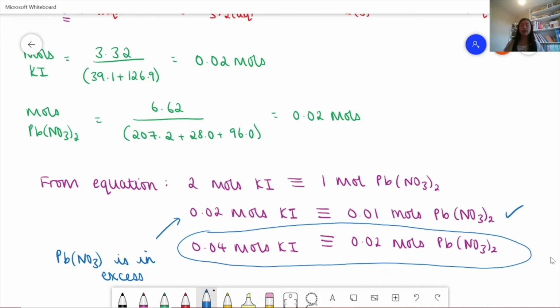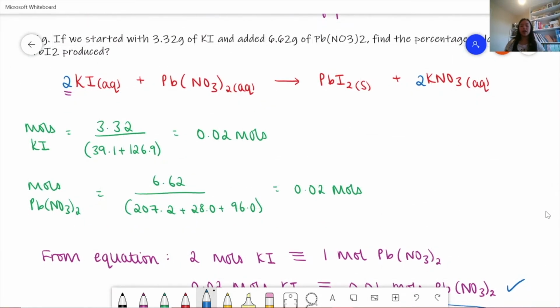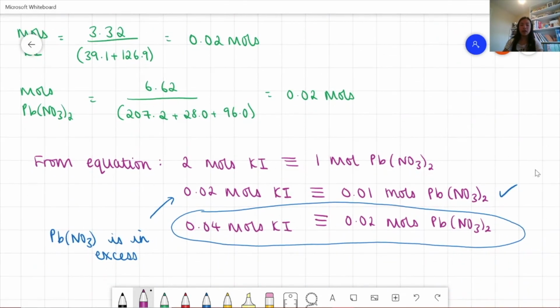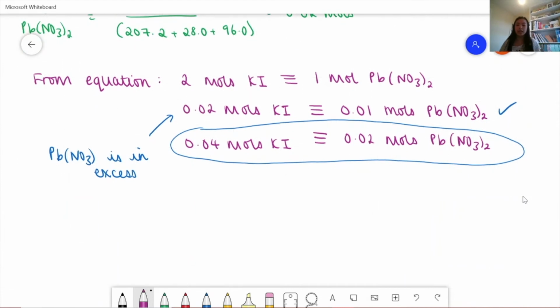And so now we can work out the maximum mass, so the theoretical mass of this lead iodide that we could form. Because again, we can use the ratios. Going back to the equation, we have that 2 moles of this potassium iodide will form 1 mole of this lead iodide because there's a 1 here. And so it's a 2-to-1 ratio. And so we're reacting 0.02 moles of potassium iodide.